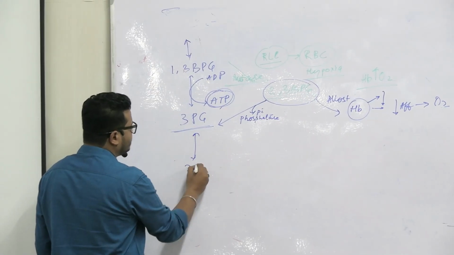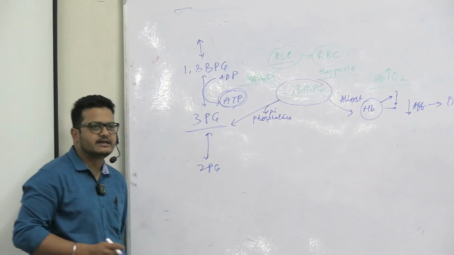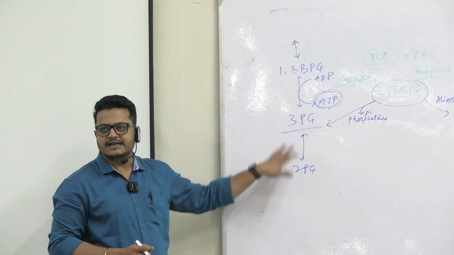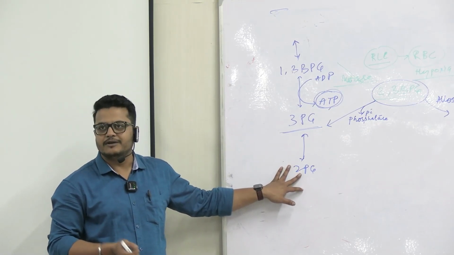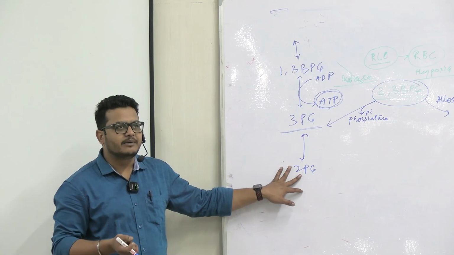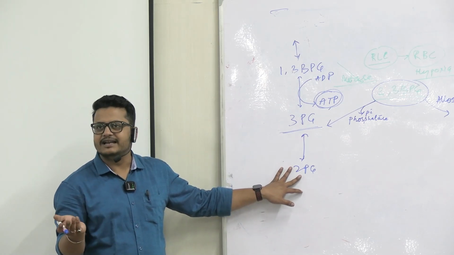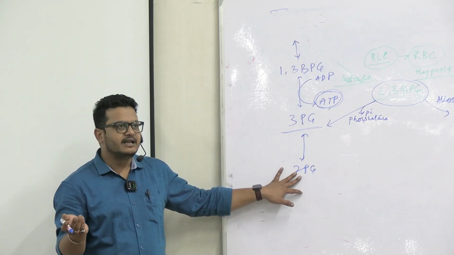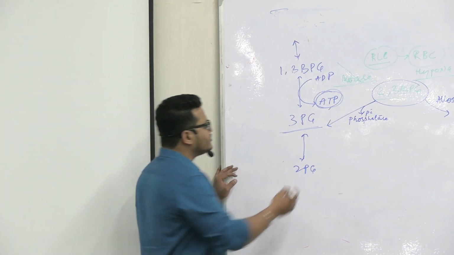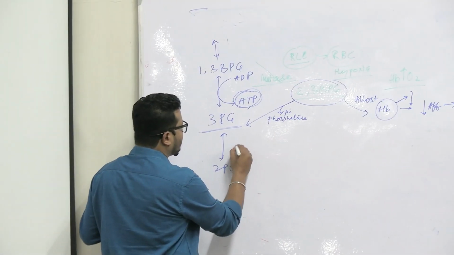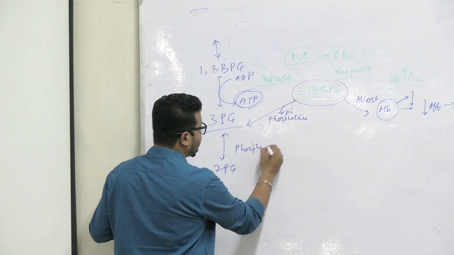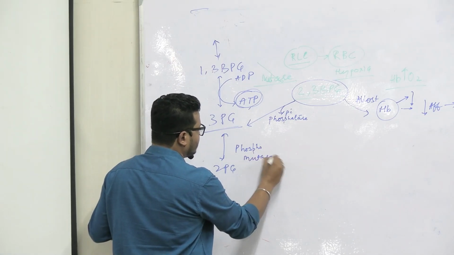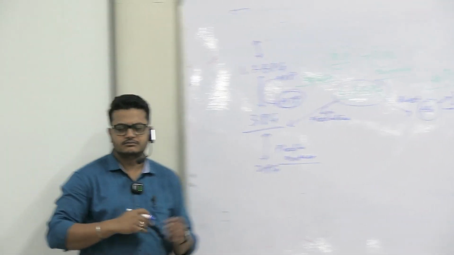3-PG converts into 2-PG. What is happening? 3-phosphoglycerate is converting into 2-phosphoglycerate. What is happening? Shifting of the phosphate group from the third carbon to the second carbon. It is nothing but an isomerase, isn't it? What do we call that isomerase basically? We call it phosphoglyceromutase. Sorry. It's just a shift that is occurring. Okay. Yes or no?